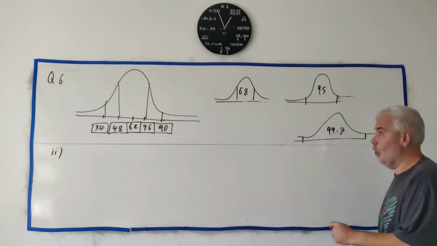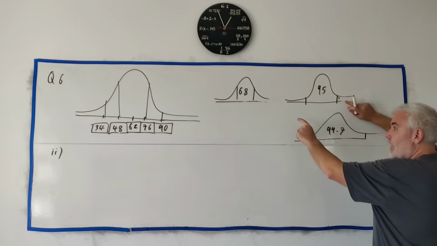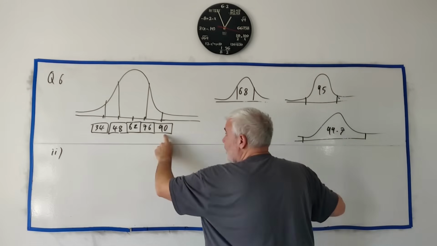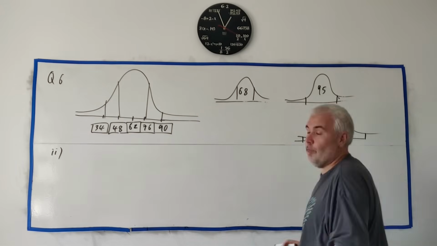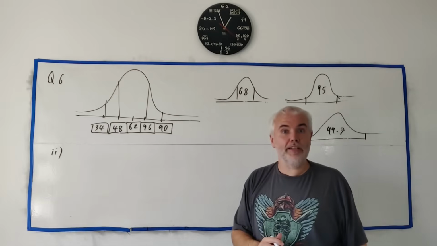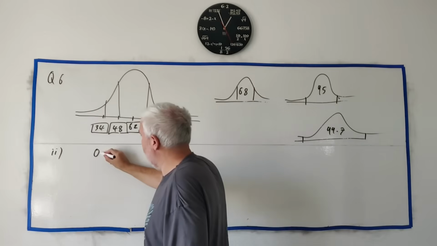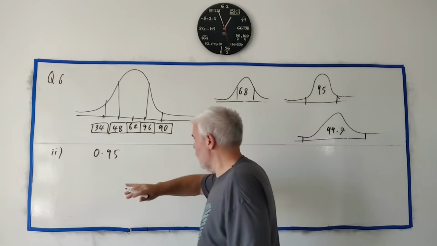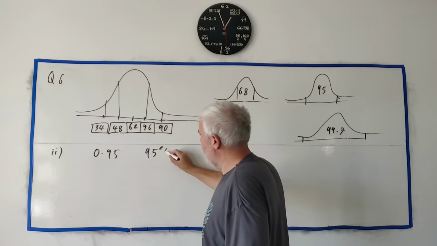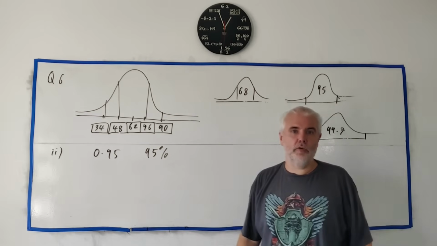That's the empirical rule. This question asked about 34 and 90. That was at the 2 standard deviation point. So the answer, the probability of a student being between those grades is 0.95, or if you rather, you could write 95%. Either of these is okay.